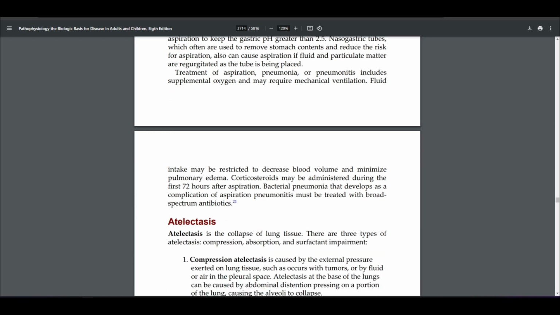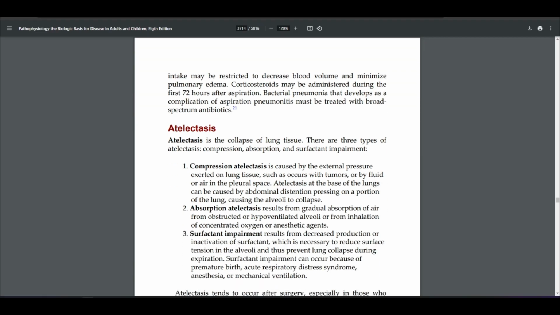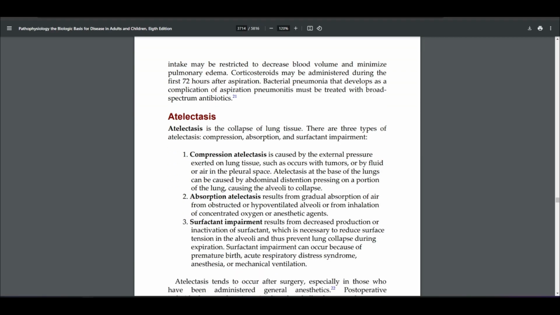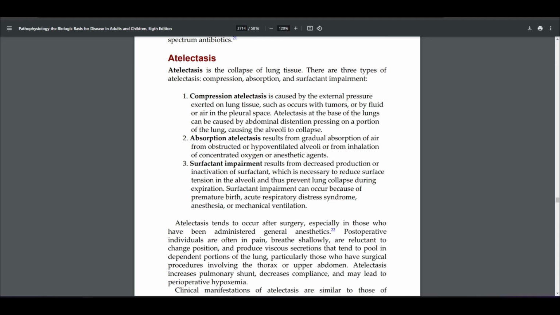Treatment of aspiration, pneumonia, and pneumonitis includes supplemental oxygen and may require mechanical ventilation. Fluid intake may be restricted to decrease blood volume and minimize pulmonary edema. Corticosteroids may be administered during the first 72 hours of aspiration. Bacterial pneumonia that develops as a complication of aspiration pneumonitis must be treated with broad-spectrum antibiotics.